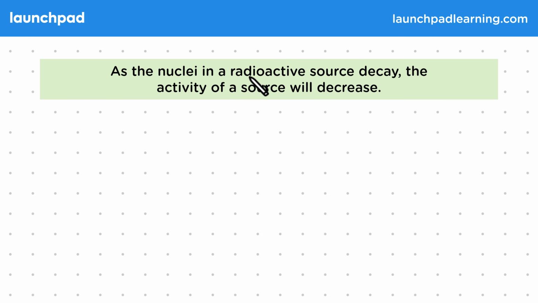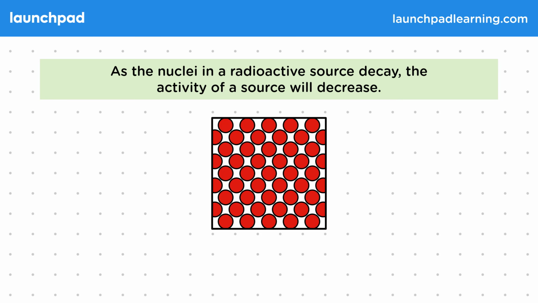As the nuclei in a radioactive source decay, the activity of a source will decrease. Remember that in a sample of unstable nuclei like this, each nucleus could randomly decay at any moment. We then call the activity the rate at which decays occur. But how would activity change?